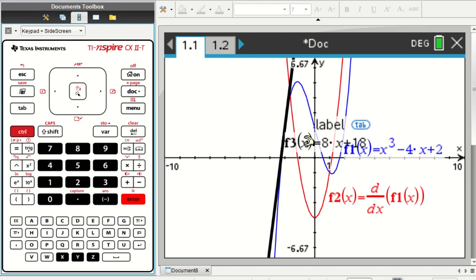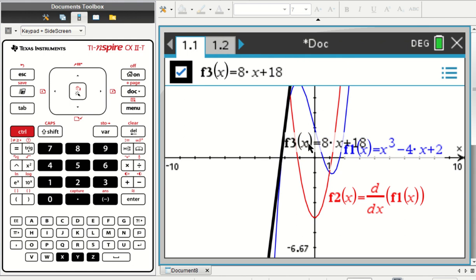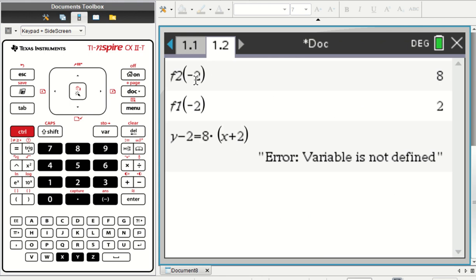Just to quickly summarize, let me move this black label if I can. No, it's not liking that anymore. Okay, let me try to grab that and move it. Okay, there we go. So the blue graph is the original function. Referencing that original function f1 and this expression that gives me the derivative, I can create the second function f2. And then in the calculator page, I can reference f1 and f2. f2 gives me the slope of the tangent line, and f1 gives me the y value of that point.